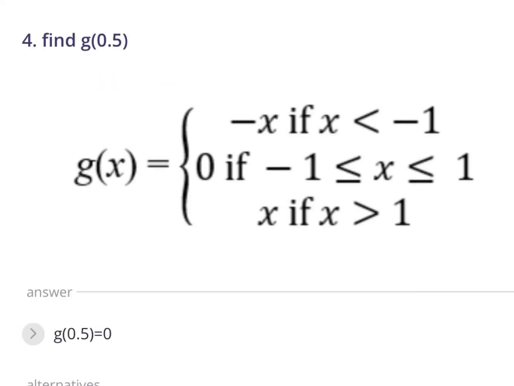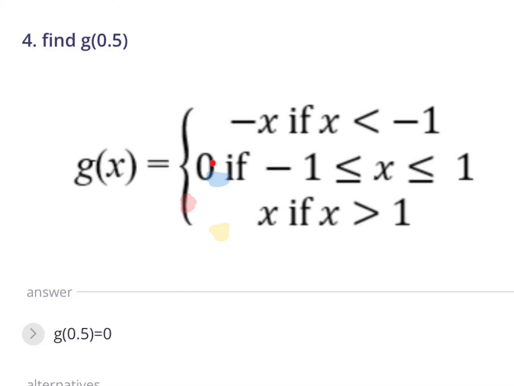Number 4. G of 0.5 is g of 1/2. So where is 1/2? Is 1/2 less than -1? Absolutely not. Is 1/2 between the -1 and the +1? Yes, it is. It's between them. So we're going to be using this middle function, okay? Actually, let me just highlight this for you. We're not using this blue one. We are using the red one, and we're definitely not using that yellow one, okay?